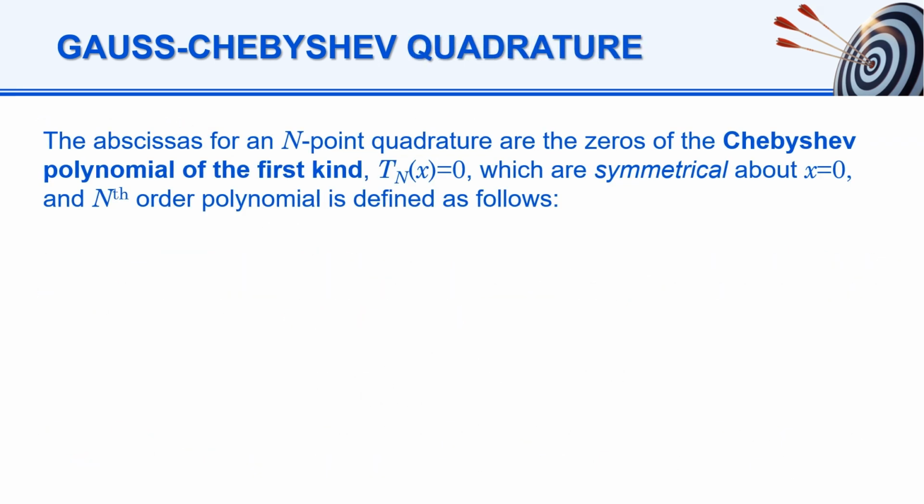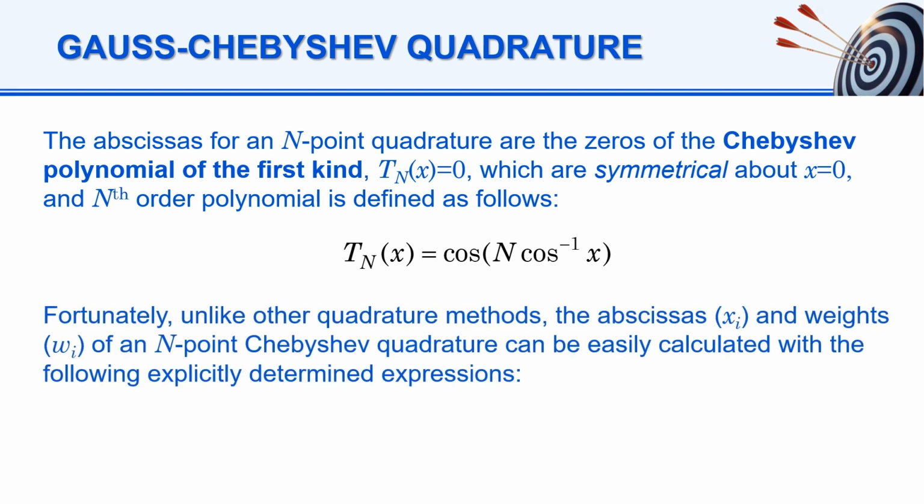The abscissas for an endpoint quadrature are the zeros of the Chebyshev polynomial of the first kind, which are symmetrical about x equals 0, and the nth-order polynomial is defined as follows. Fortunately, unlike other quadrature methods, the abscissas and weights of an endpoint Chebyshev quadrature can be easily calculated with the following explicitly determined expressions.